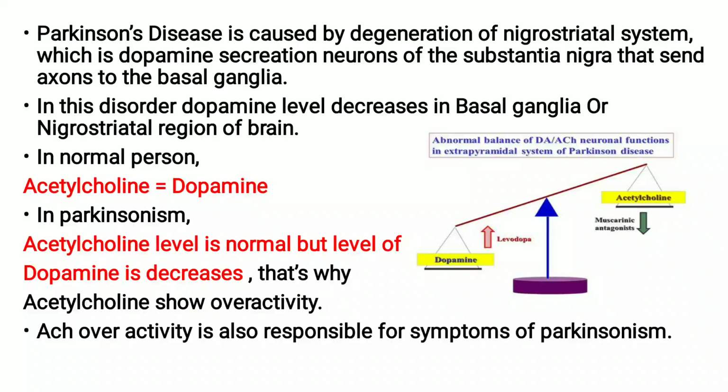Parkinson disease is caused by degeneration of the nigrostriatal system, which is the dopamine secreting neurons of the substantia nigra that send axons to the basal ganglia. In this disorder, the dopamine level decreases in the basal ganglia or nigrostriatal region of the brain. In a normal person, acetylcholine is equal to dopamine, but in Parkinson disorder, the acetylcholine level is normal but the level of dopamine decreases. That's why acetylcholine shows overactivity. Acetylcholine overactivity is also responsible for the symptoms of Parkinson.